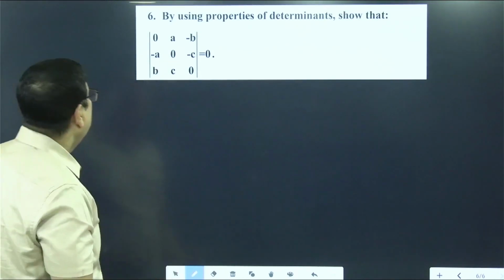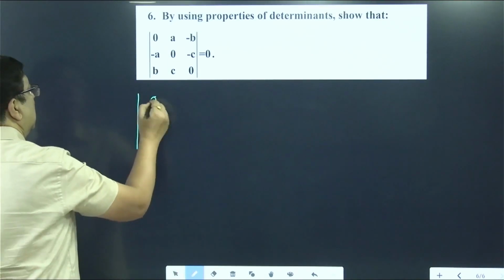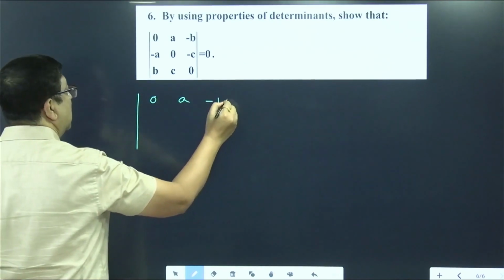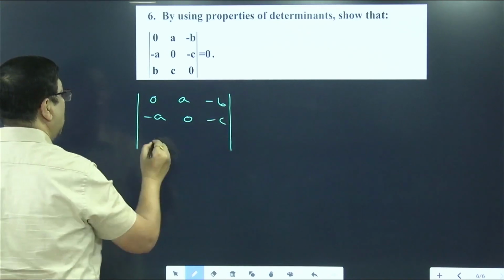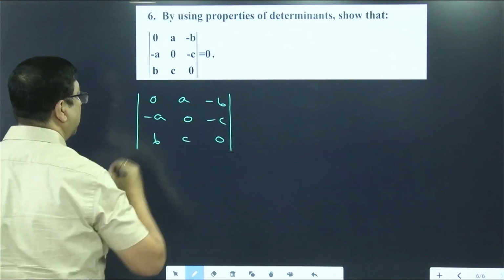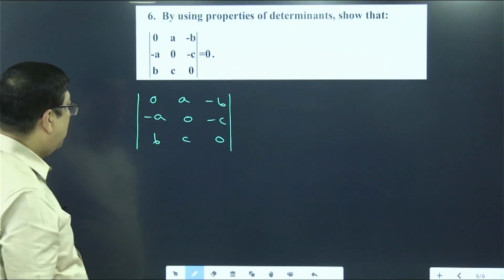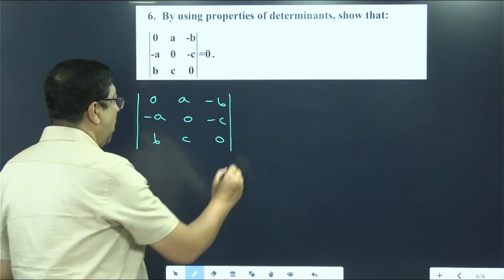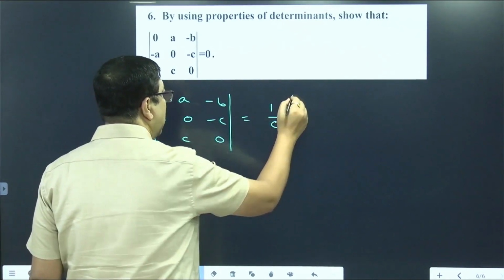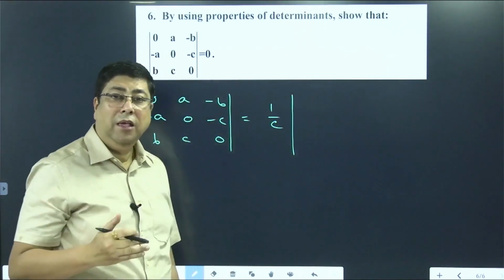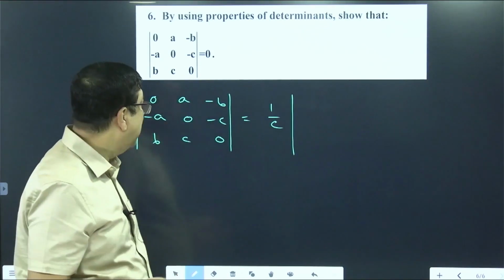So, what to be done? Let us see this. First of all, I am writing 0, a, minus b, minus a, 0, minus c, b, c, 0. So, let us select row number 1. On row number 1, if we multiply by c, so balance by 1 by c, I am multiplying row number 1 by c. So, balance by 1 by c.